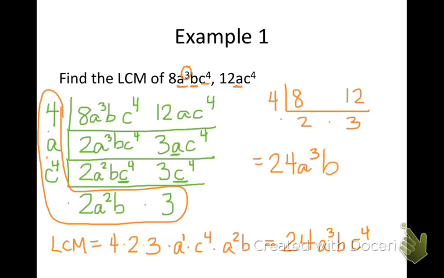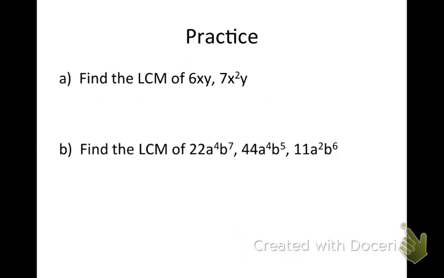And then c to the 4th. They are the same, so it makes it easy. And you get the same thing either way. So depending on which method you like to use, hopefully you can find that one of them is helpful to you. Let's try it out.